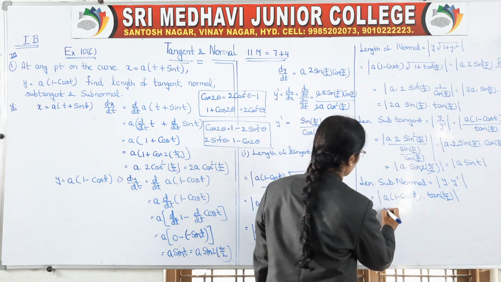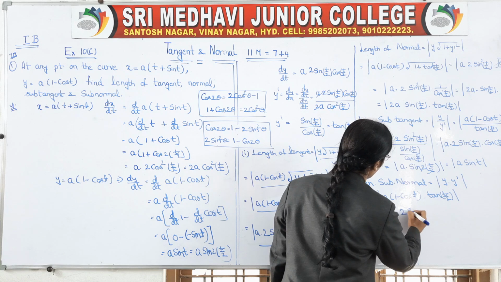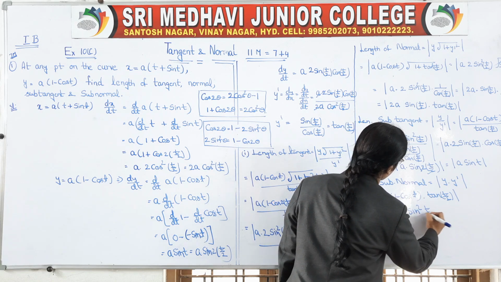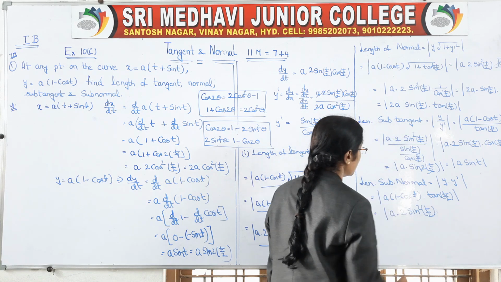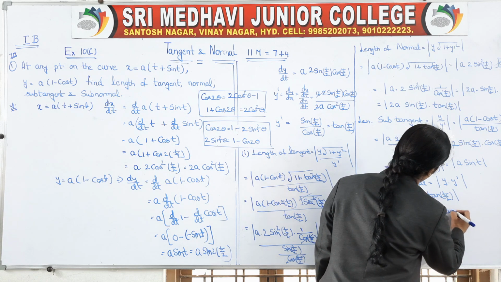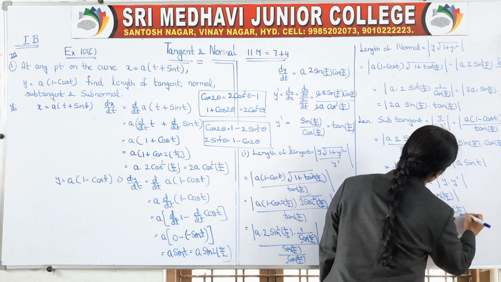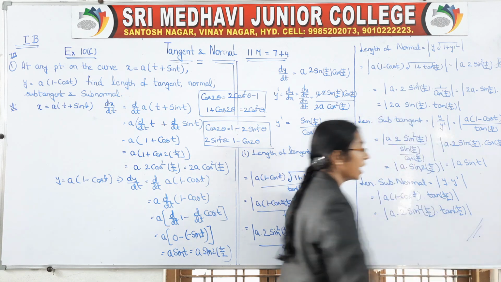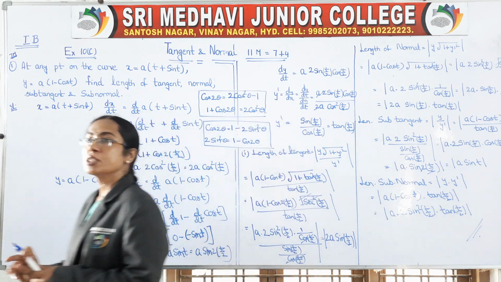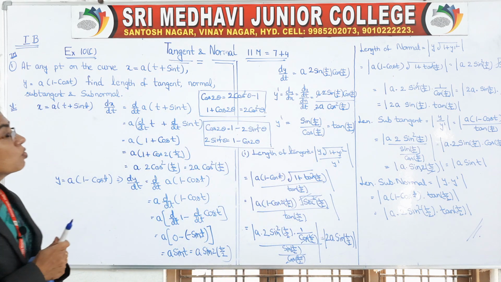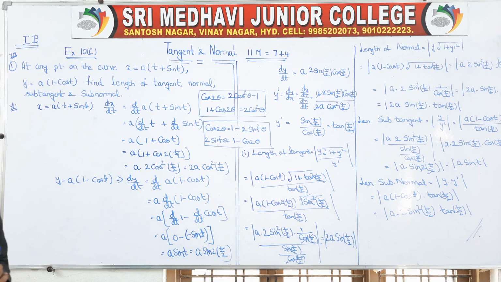Okay, is equal to a into 2 sin square t by 2 into tan t by 2. Here no term will get cancelled. Keep this value as it is. Okay, so this is your most repeated 7 marks question.